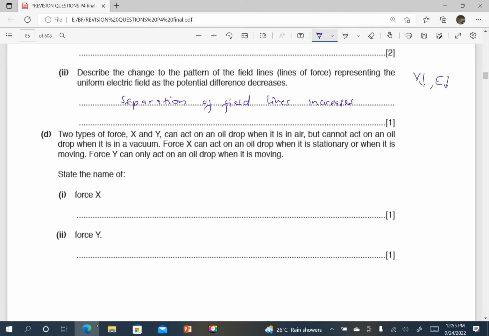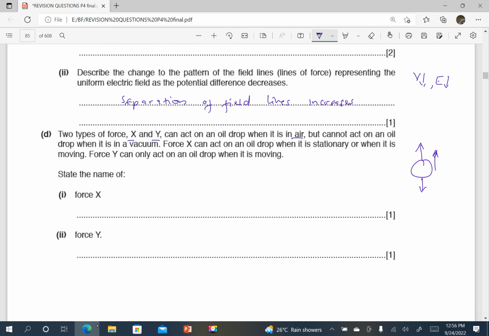Next, two types of force, X and Y, can act on an oil drop when it is in air, but cannot act on an oil drop when it is in the vacuum. So when it is in air, there are several forces acting. Of course, the weight acts downwards, whether there is a vacuum or not. There is also upthrust in air. There is also air resistance, if it is in air.